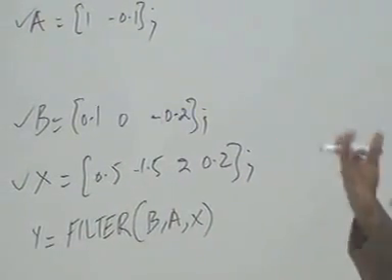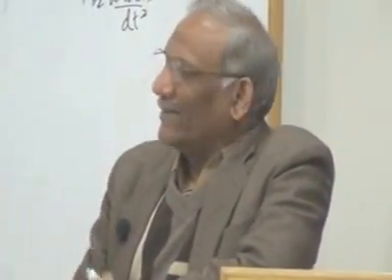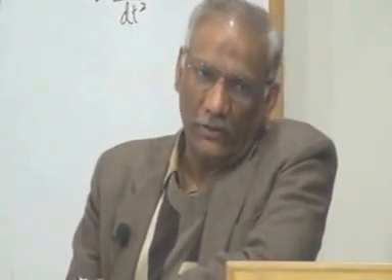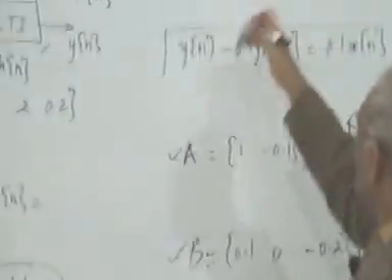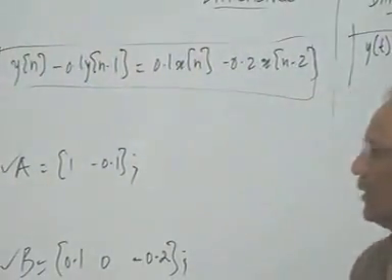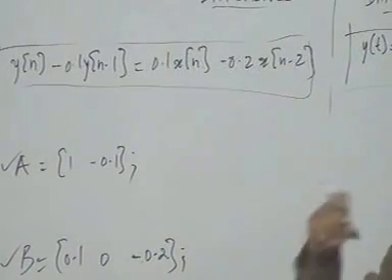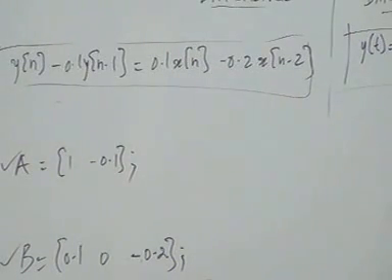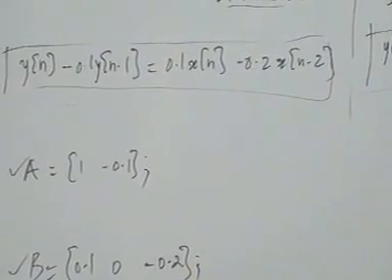Anybody having any confusion with this? Very, very simple basic commands. And this makes life a lot easier for us. Now using the filter command, we can find out the impulse response also. How can we find impulse response? Using the filter command.